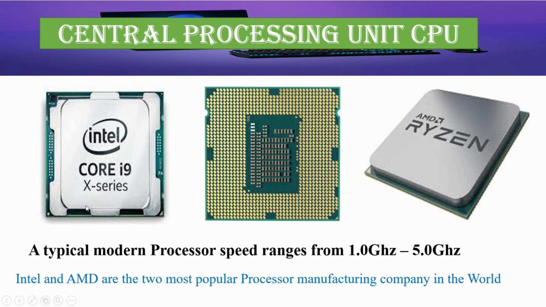A typical modern processor speed ranges from about 1.0 GHz to 5.0 GHz, while Intel and AMD are the two most popular processor manufacturing companies in the world. This is an example of one of the latest Intel Core i9 series processors, and this is one of the latest AMD Ryzen processors.